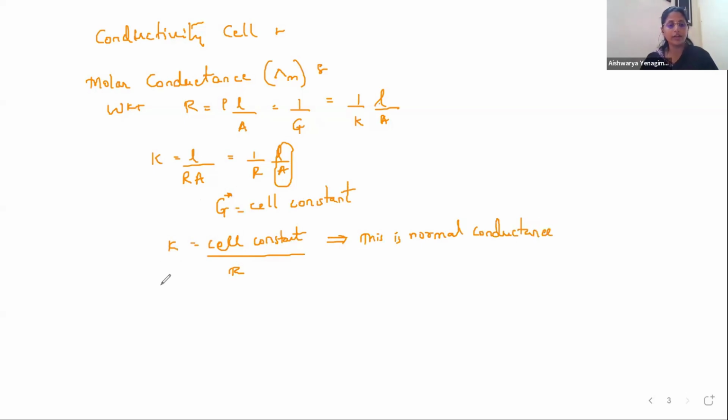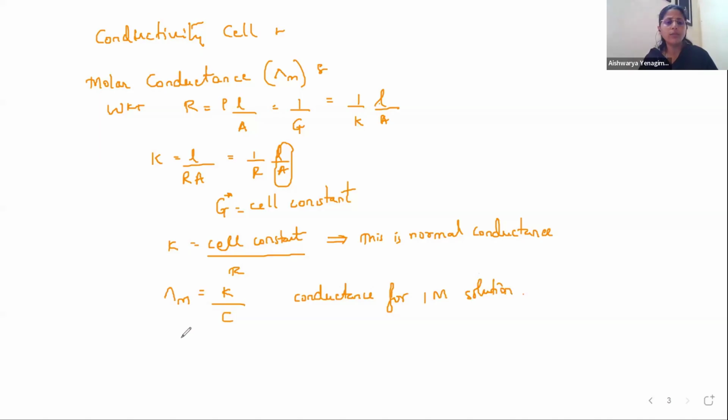Now let's talk about molar conductivity, which is denoted by lambda M. How do we define it? It is the conductivity per unit concentration. So I can write lambda M is conductivity, kappa, per unit concentration, by C. It means that it is the conductance for 1 molar solution.